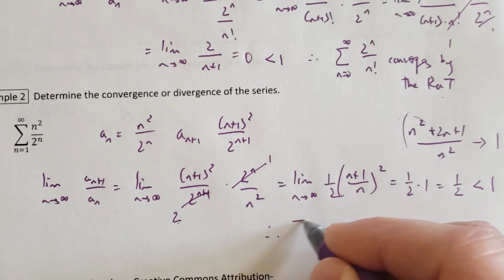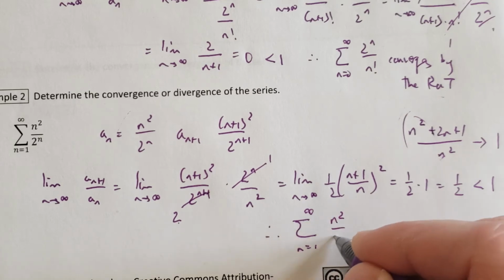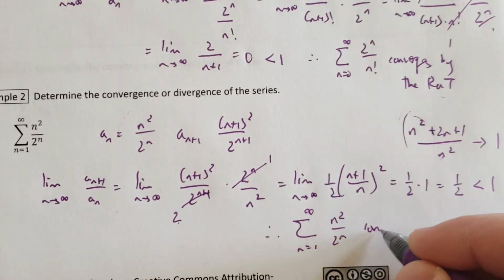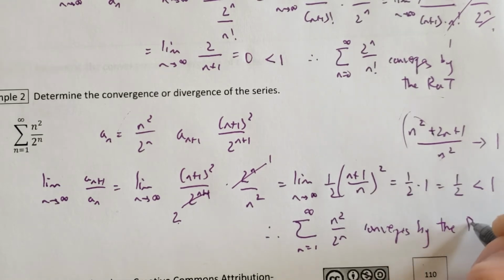And so the same conclusion: therefore, the sum from n equals 1 to infinity of n squared over 2 to the n converges by the ratio test.